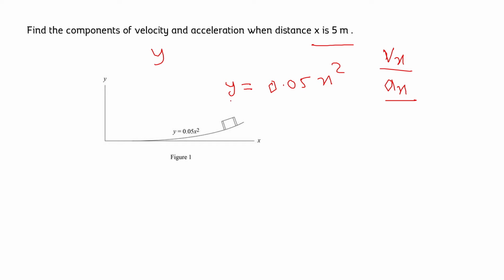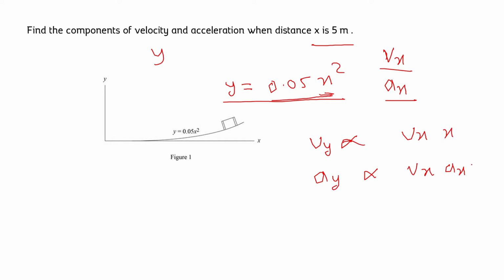Now, as we can see, the y direction position depends upon the distance traveled in x direction. So from here, we can get a relation for velocity in y direction in terms of velocity in x direction and distance x. And also we can get acceleration in y direction in terms of velocity in x direction, acceleration in x direction and distance x by differentiating this function, as you can see here.